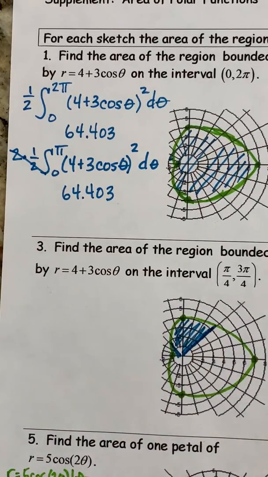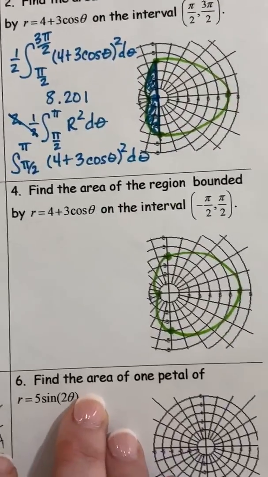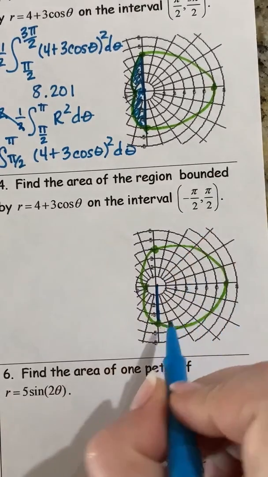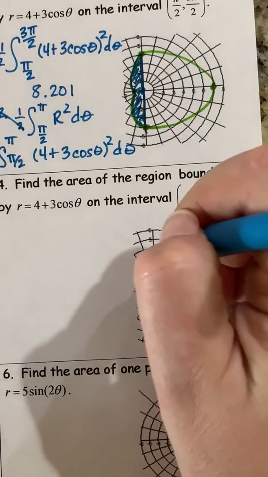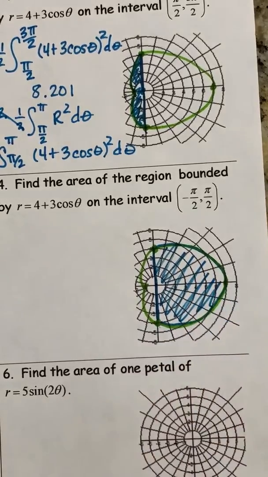The answer key will also be on the blog. And then look at the next one. Negative pi over 2 to positive pi over 2 is here. So you're finding the back half of your cardioid this time. Straight line to straight line. Again, set it up. Integrate it in your calculator. But remember, in your notes, I showed you how to integrate these by hand. So practice at least one of these by hand as well.